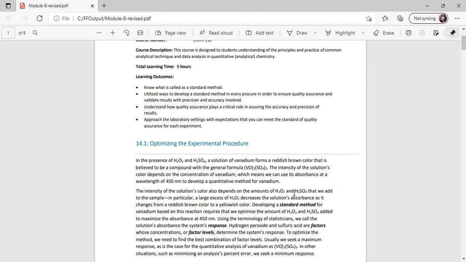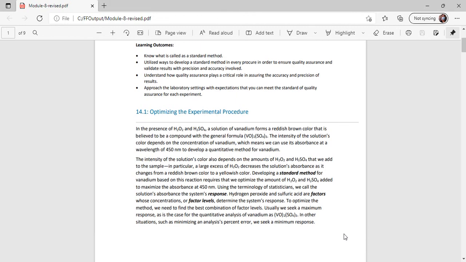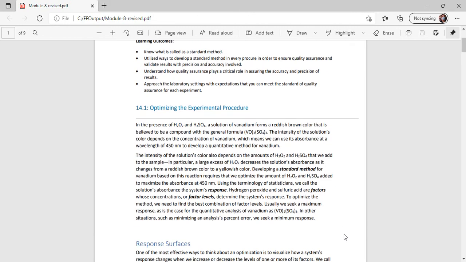your vanadium. The intensity of the solution's color also depends on the amount of your hydrogen peroxide and your sulfuric acid that we add to your sample. In particular, a large excess of your hydrogen peroxide decreases the solution absorbance as it changes from reddish-brown color to a yellowish color. Developing your standard method for vanadium based on this reaction requires that we optimize the amount of your hydrogen peroxide and your sulfuric acid added to maximize the absorbance at 450 nanometers.